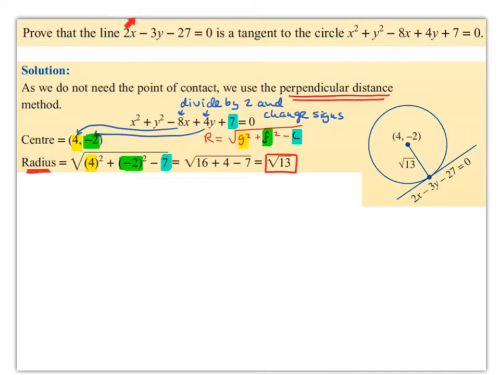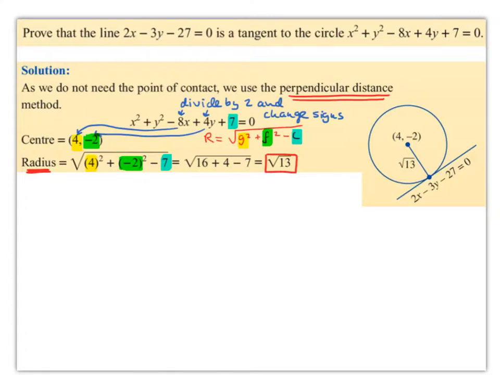Prove that the line 2x minus 3y minus 27 equals 0 is a tangent to the circle x squared plus y squared minus 8x plus 4y plus 7 is equal to 0. As we do not need the point of contact, we use the perpendicular distance method. If we needed a point of contact, we would have to solve simultaneously, but we don't need a point of contact. So this is a much shorter method.